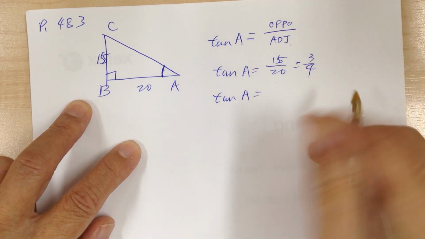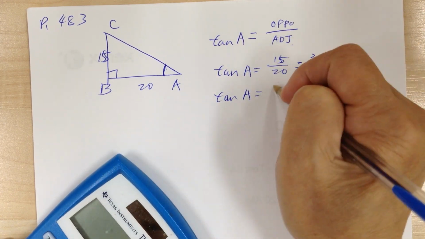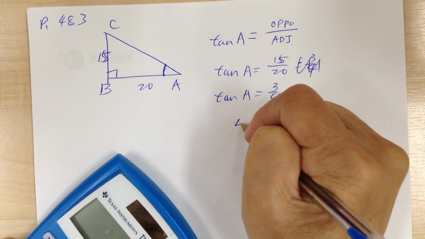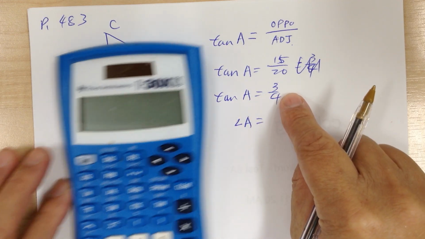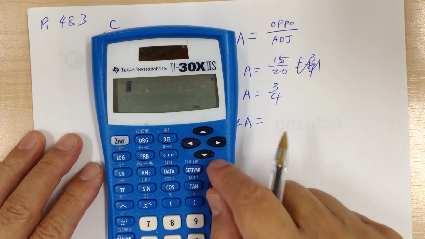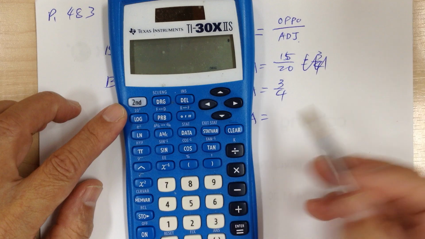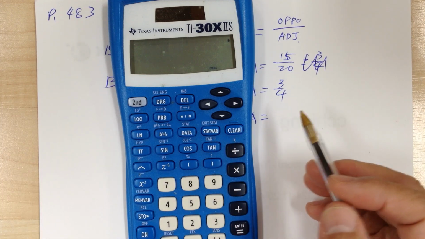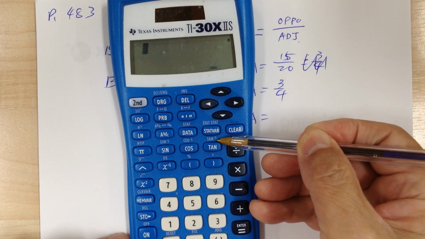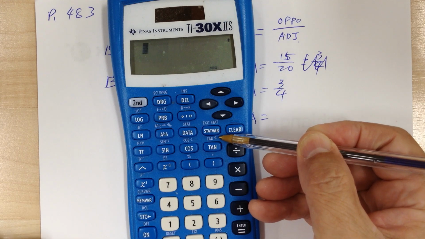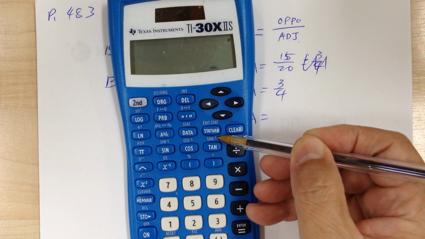To find the angle, angle A will equal... To find the angle from the ratio, you have to use a second function. See over here, this is going forward: this is when you have the angle and you're looking for the side. But whenever you're looking for the angle, you have to use this over here. That's the inverse function, the tangent with superscript -1.